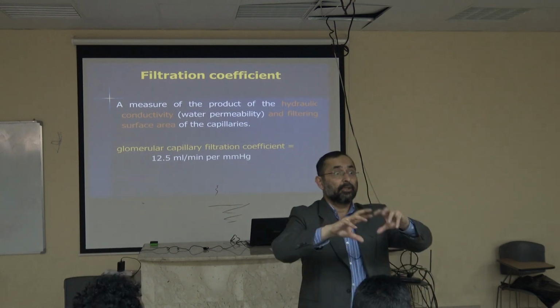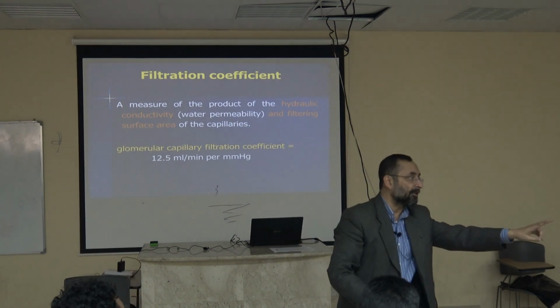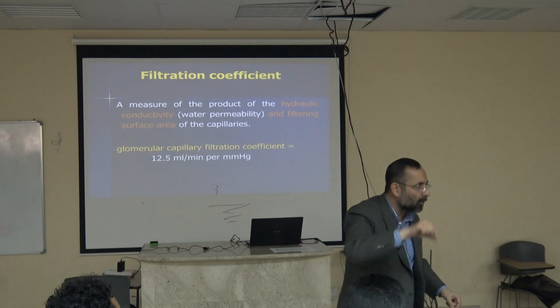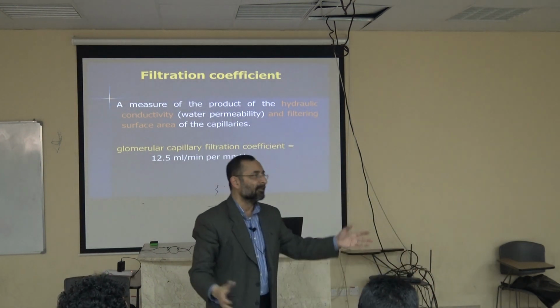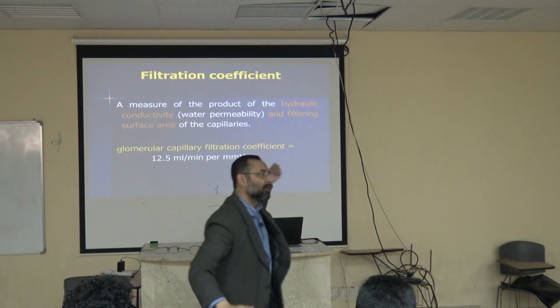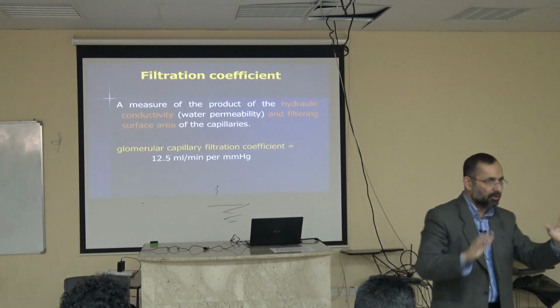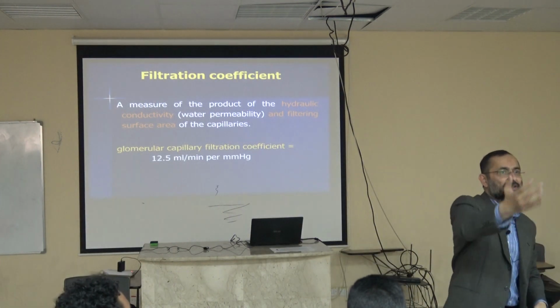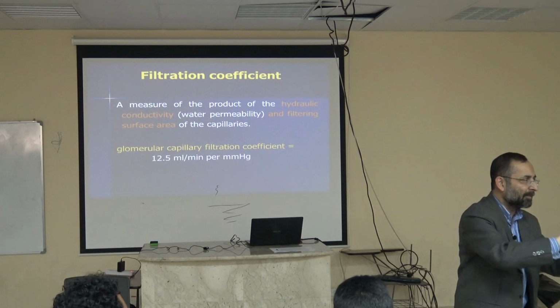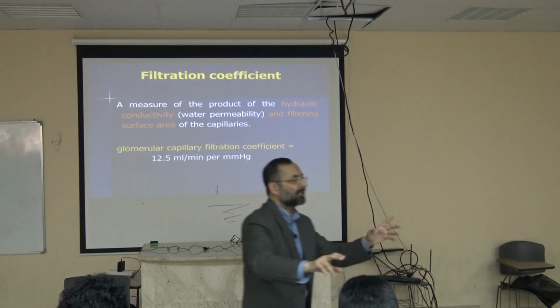So it means your filtration is dependent on two factors, how much surface area and how many holes are present in the permeability, okay? If you multiply these two things, you will get the filtration coefficient. Now you get the meaning? Okay, so filtration coefficient is made by two things, permeability and surface area of the capillaries.